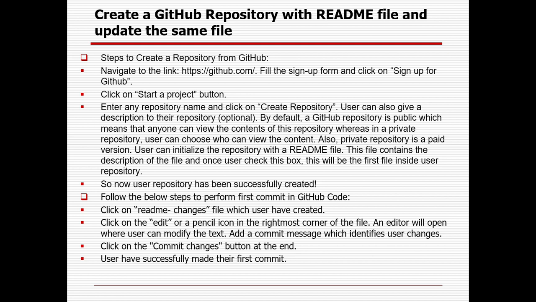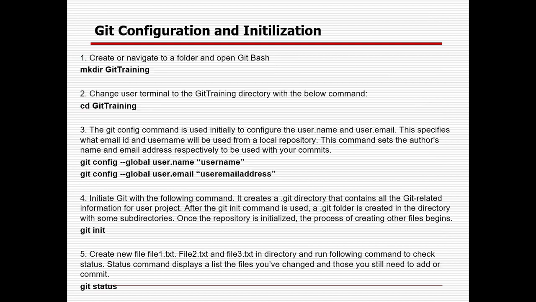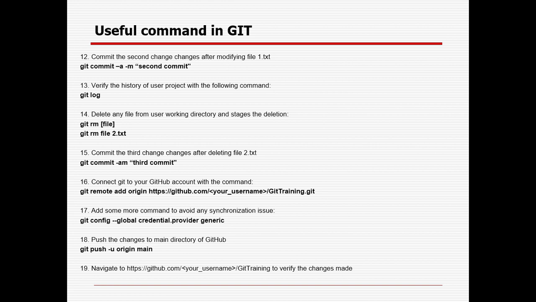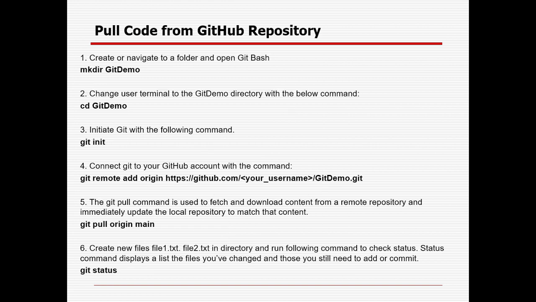In case of multiple files, you already know how to add them to the staging area, as well as commit with a message. How you can set up your configuration for username and email, how you can initiate with git init, how you can remove a file, and how you can push the code. And if you want to pull the code, definitely after initiating you can pull the code.